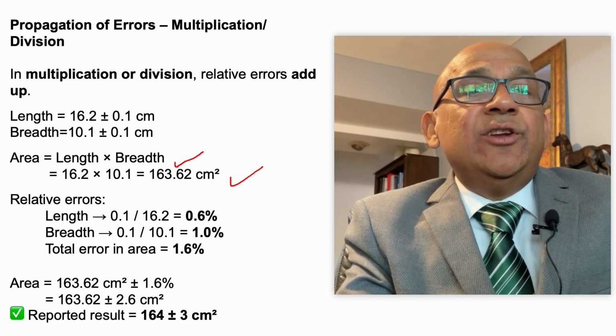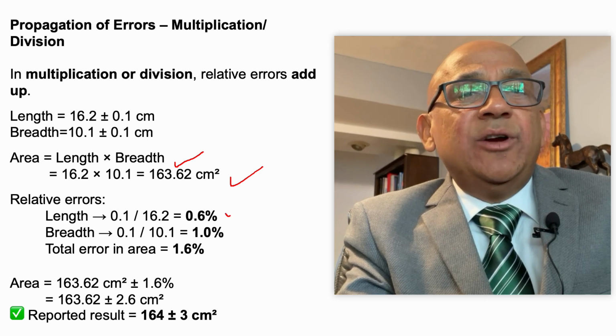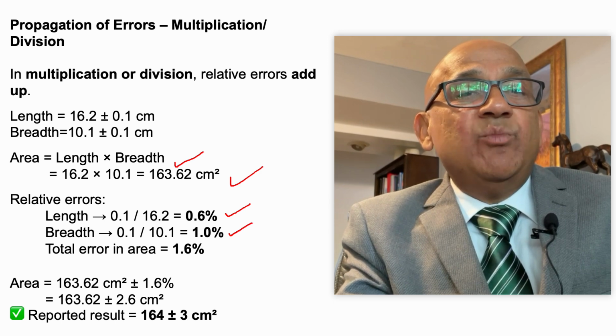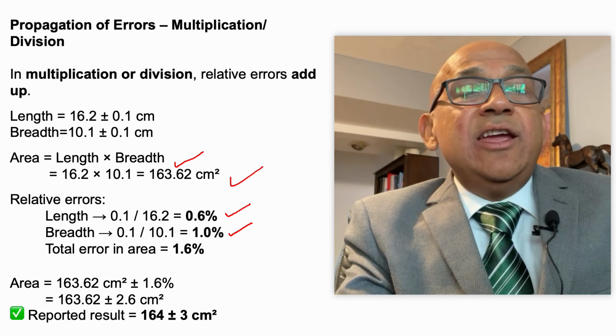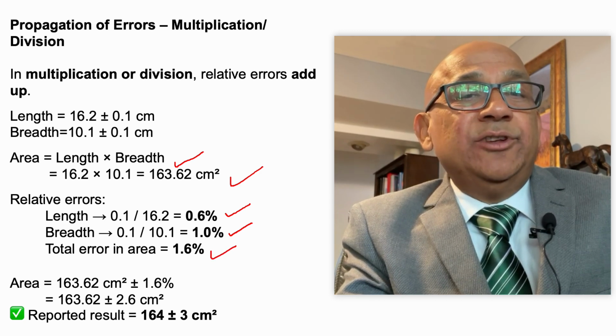Now let us look into the relative errors. In the case of length, relative error is 0.6%. In the case of breadth, relative error is 1%. Again, simply you are dividing 0.1 by 10.1 and it comes out to be 1%. So total area error in this area will be the addition of these two relative errors. So it will have an error of 1.6%.